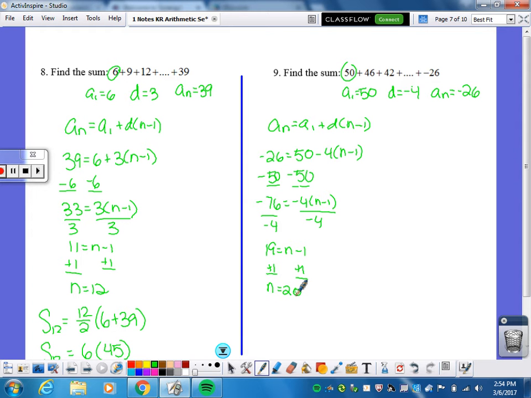Now we can find the sum of all of these numbers. S sub 20 is equal to, our n is 20, so 20 over 2 times, A1 is 50, minus 26. S sub 20 is equal to 10 times 24, and S sub 20 is equal to 240.